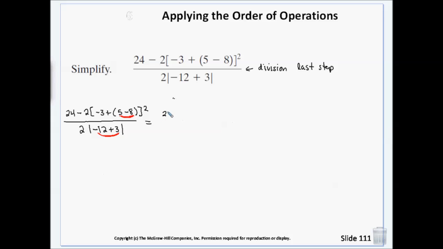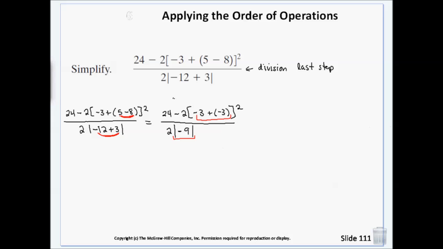So I get 24 minus 2 bracket negative 3 plus negative 3 squared on top. And on the denominator, I get 2 times the absolute value of negative 9. Okay, so I did the first step in each of the numerator and the denominator. The next thing I'm going to do is take the absolute value of negative 9 and I'm going to add inside the brackets.